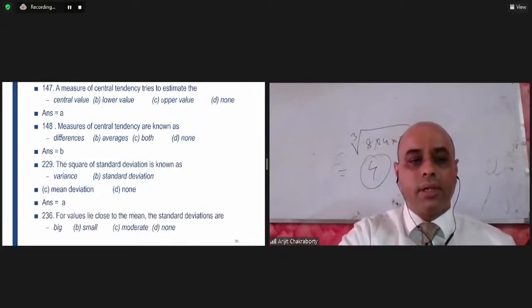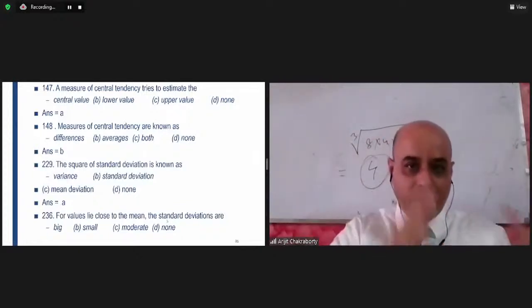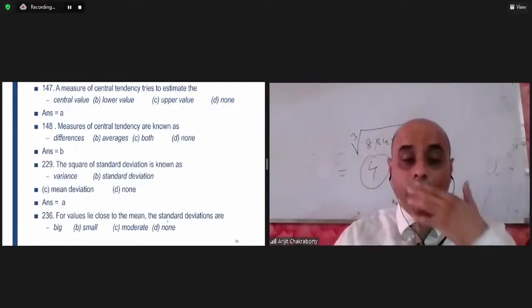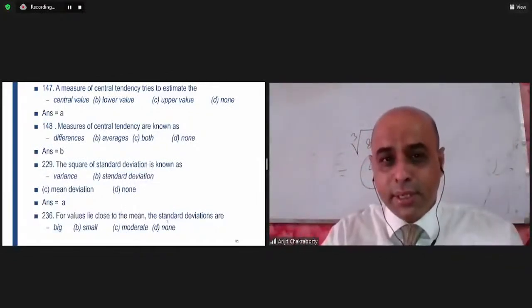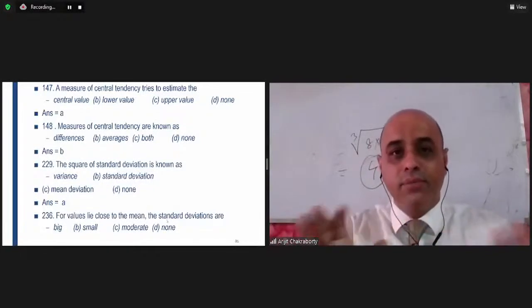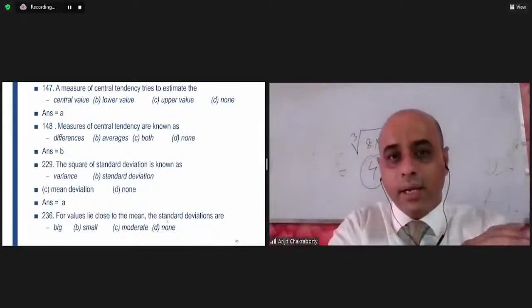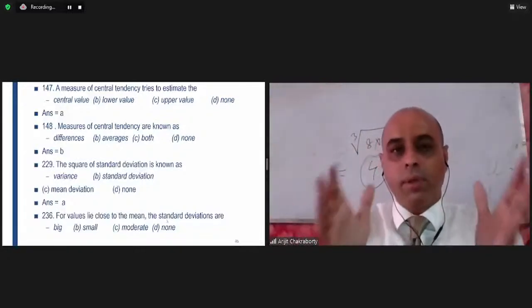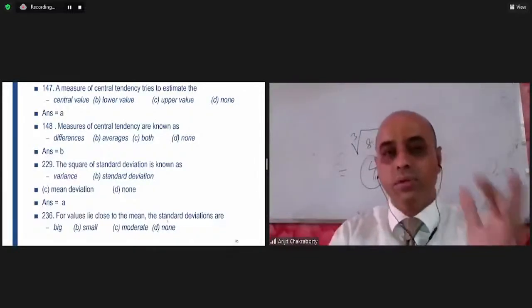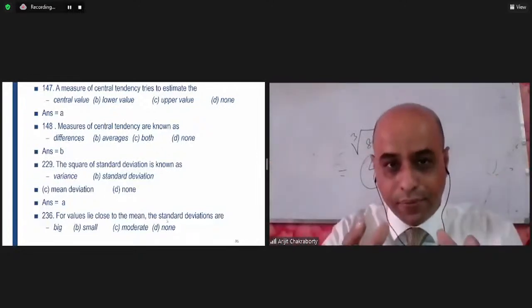And the last one, for values which lie close to the mean, the standard deviation usually will be what? Big or small or moderate or none. Well, for the values which lie very close to the mean, what happens? It means that there is very little dispersion. Very little dispersion means the spreading out is very low. Therefore, for values which lie close to the mean, the standard deviation will be small, right?